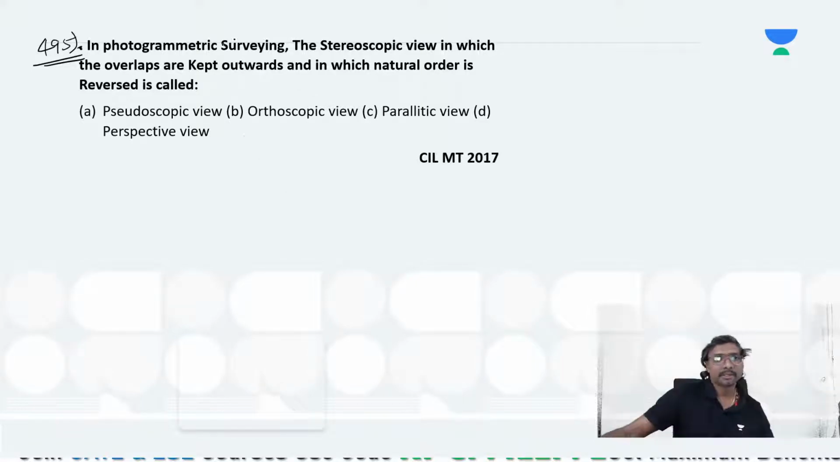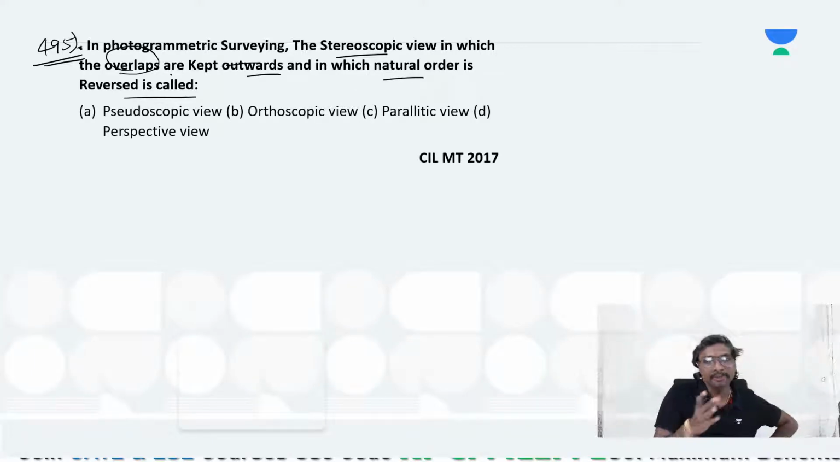So in photogrammetric surveying, the stereoscopic view in which the overlaps are kept outwards and in which the natural order is reversed, right? Natural order is reversed means, suppose you are proceeding in this manner and we have to do it in a reverse manner on the photos, right? So that is the exact view.